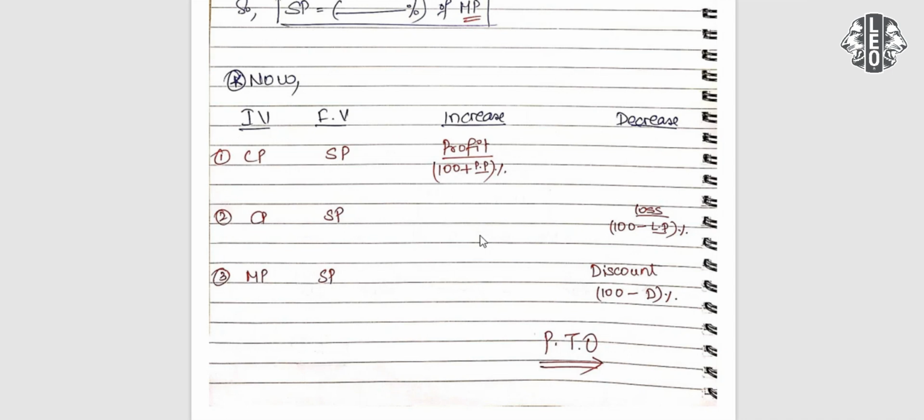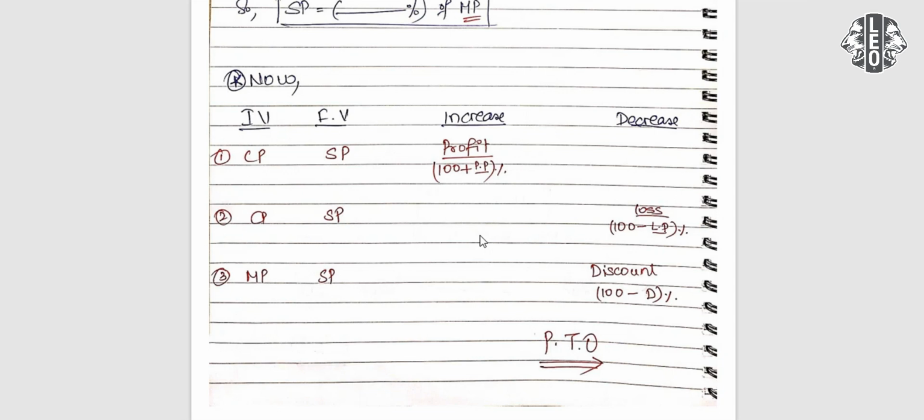Now in the case of a loss, 100 minus loss percentage, because there is going to be a decrease, there is going to be a loss. And discount, as far as a shopkeeper is concerned, is also going to be a decrease. So 100 minus discount. I would want you to say this formula and write it many times so that you could easily implement it from the examination point of view.